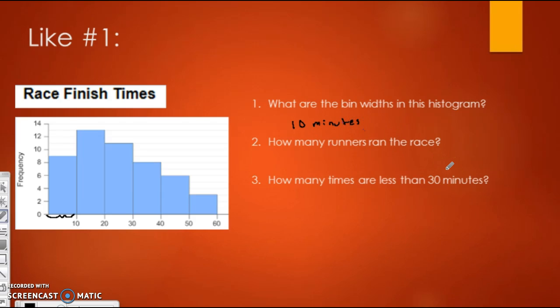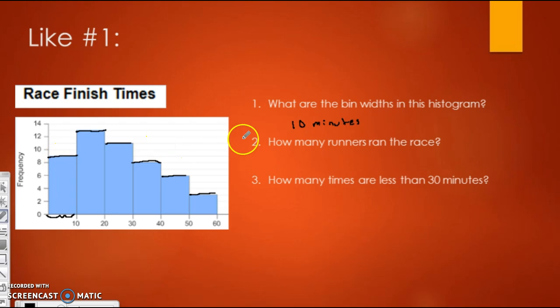How many runners are in the race? Well, how in the world would we figure that out? We know that the top of these tell us how many people finished within that number of minutes. So to find the total number of people in the race, we're going to have to add all those up. Does that make sense? The height of these bins tells us how many people finished in that amount of time.